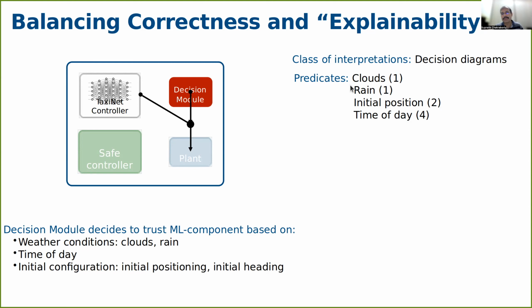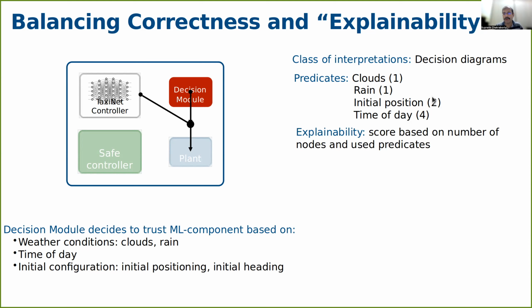Of course, if the features are two-valued, they're predicates, but in general, the features can be multiple-valued. So clouds could be, maybe there are 5 different types of cloudy situations. Rain, there could be 3 different types. Initial position could be some measurement bucketed into something, time of day, and so on.